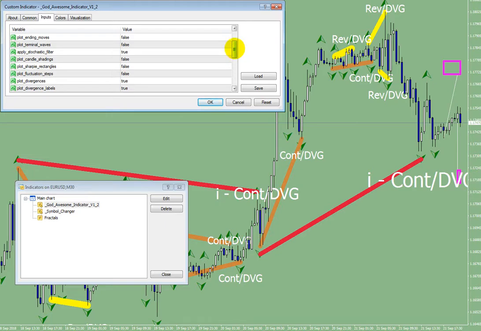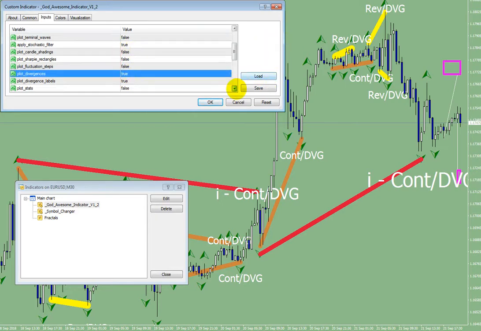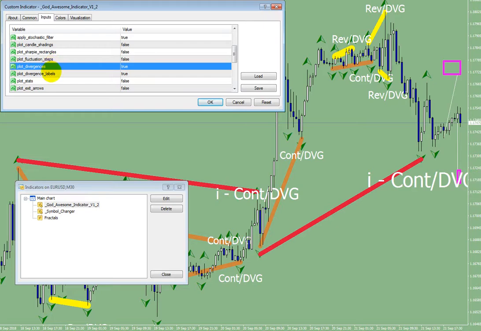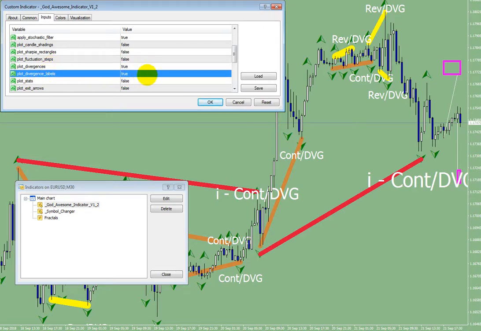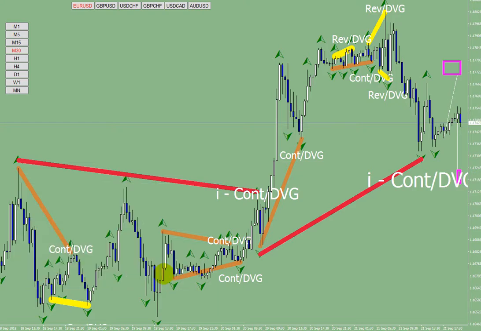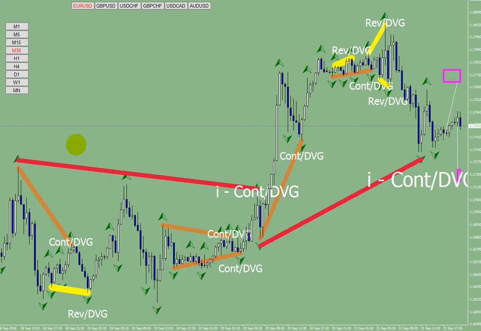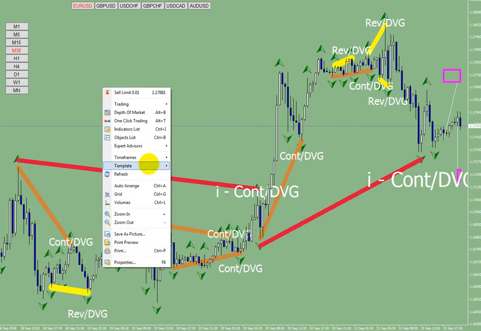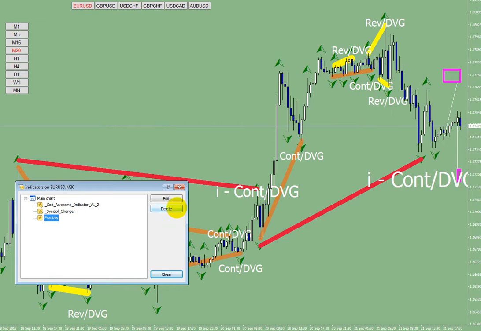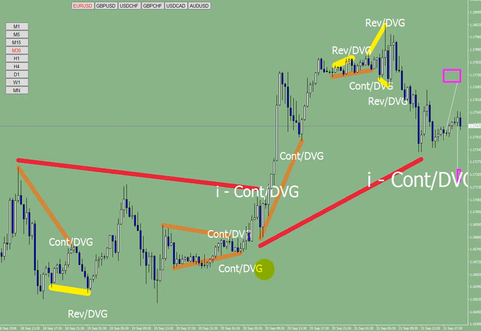If you want to display the divergences, then you need to allow for these two, the plot divergences and the plot divergence labels, and click on it. So this is what you're gonna get. The green things are fractals, just to show that basically all divergences are comparing fractal readings as well as corresponding stochastic readings.